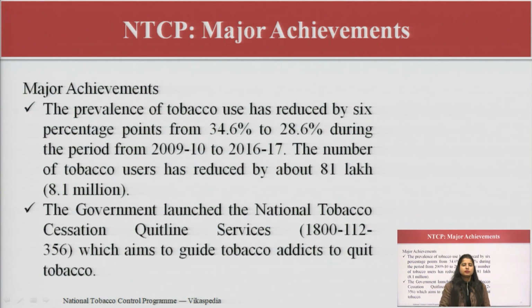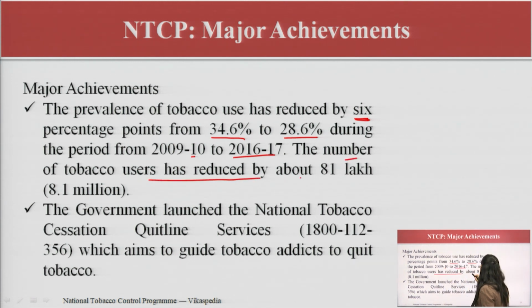Now, we will see the major achievements of the National Tobacco Control Program. See, the prevalence of tobacco use has reduced by 6 percentage points, from 34.6 to 28.6. We will see the trends of the use of tobacco. We have achieved a reduction of 6% during the period of 2009-10 to 2016-17. So, this is our achievement. The number of tobacco users has reduced by about 81 lakh, or 8.1 million.